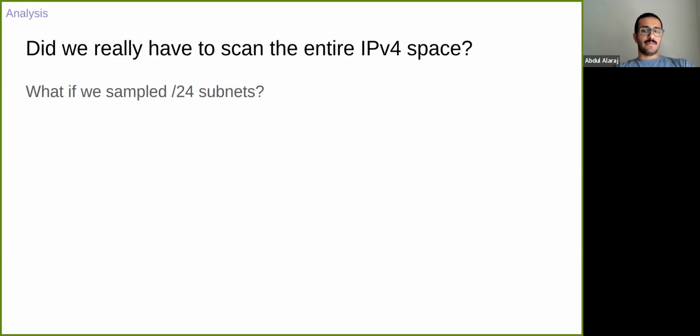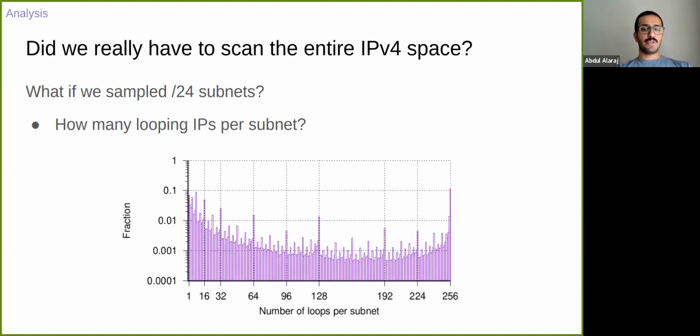So what if we sampled /24 subnets? To answer this question, let's look at the number of looping IPs per loop-containing subnet. Only around 10% of the subnets experience routing loops on every IP in the subnet. And around 35% of subnets have at most 10 looping IPs. So sampling /24 subnets won't help us here.